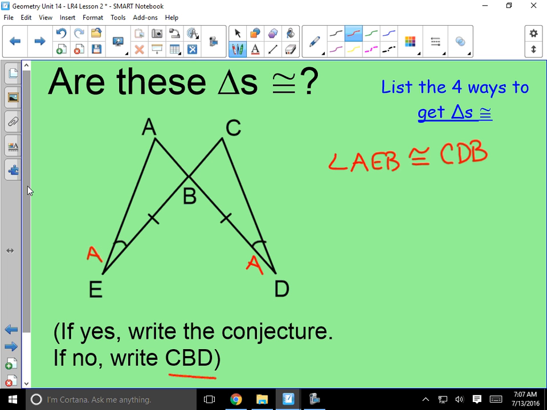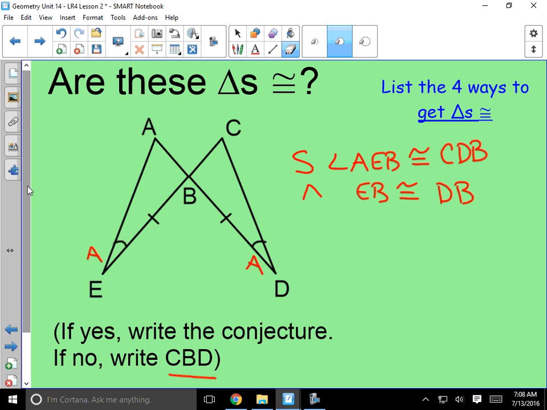Based on tick marks, we also know about sides. We know that EB is congruent to DB. Okay, so there's a side. Here is an angle, here's a side, as we're working around the triangle.